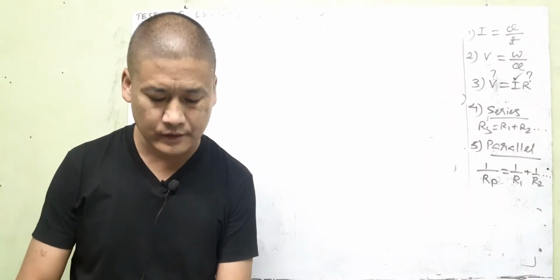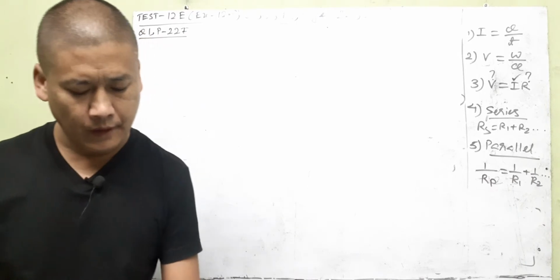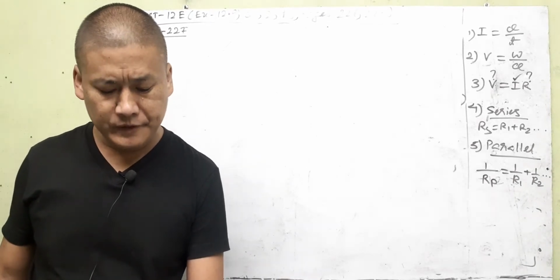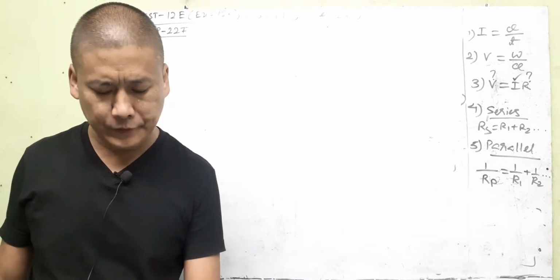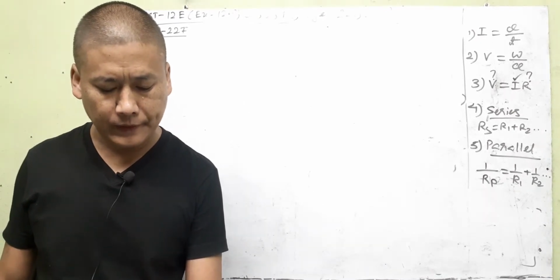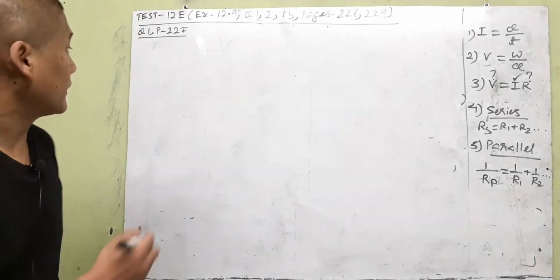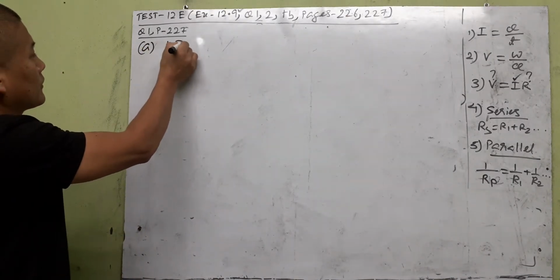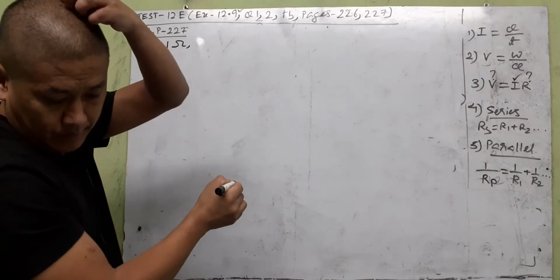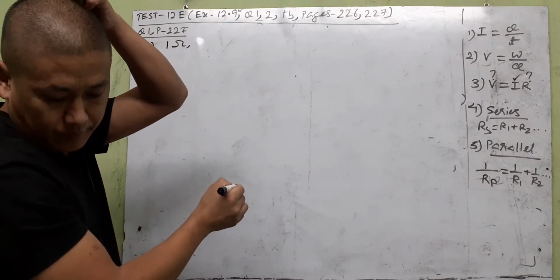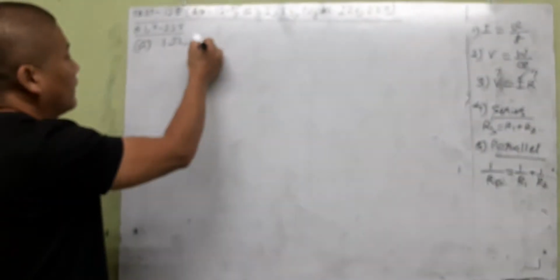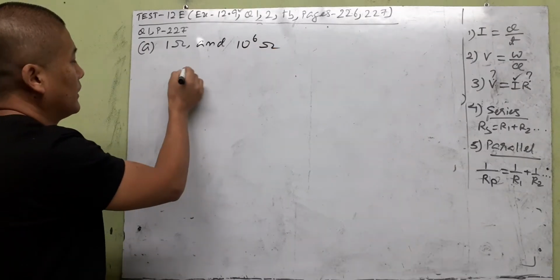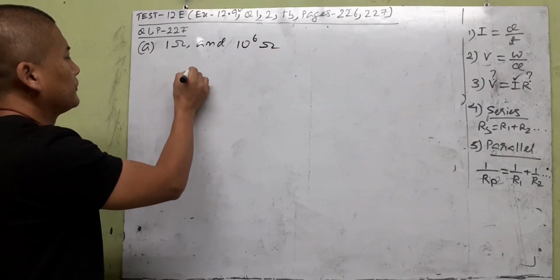Judge, the word judge there means simply calculate, okay? Calculate the equivalent resistance. That means we have to understand it that way when the following are connected in parallel A. Okay, so let us write here. A has got 1 ohm and then 10 to the power 6 ohms, these two in parallel. So it will be something like this.